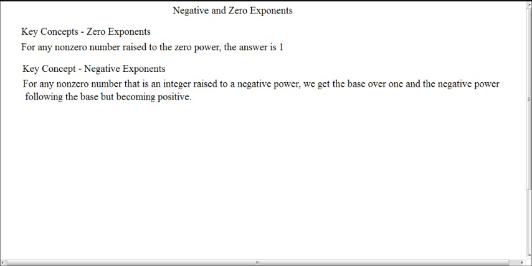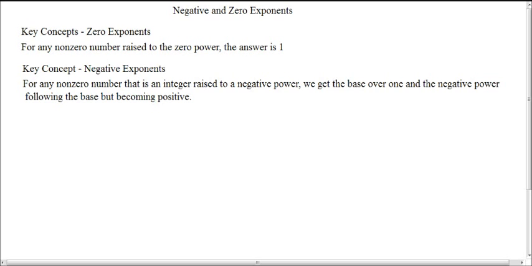Well, if you have a zero exponent, the key concept says for any non-zero number raised to the zero power, the answer is always 1. Always 1.